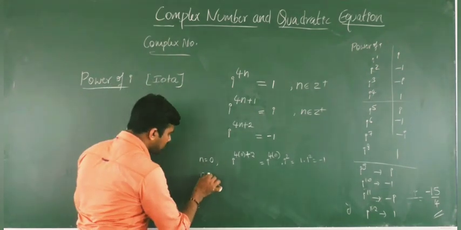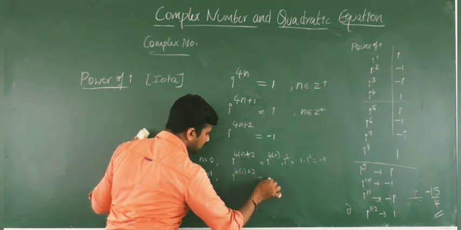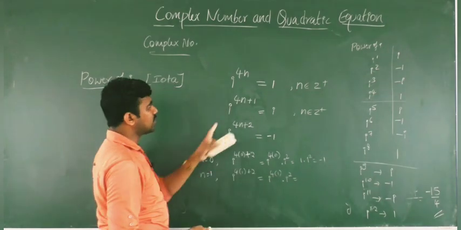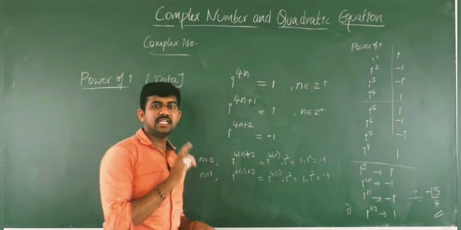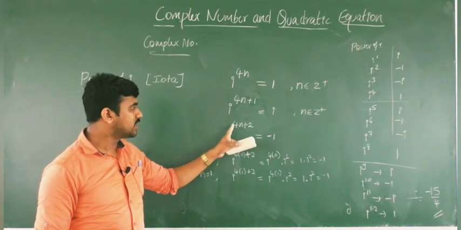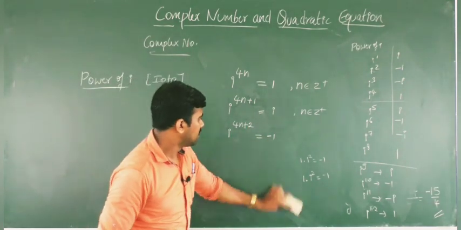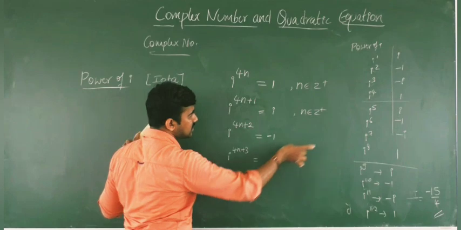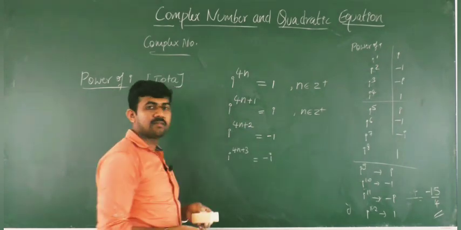Similarly, if you consider n equal to 1, we get i to the power 4 into 1 plus 2, which can be written as i to the power 4 into 1 times i squared. i to the power 4 into 1 is 1, times i squared, which is minus 1. For each n, where n is a positive integer, i to the power 4n plus 2 takes the value minus 1. In the same way, i to the power 4n plus 3 takes the next value, that is, minus i.